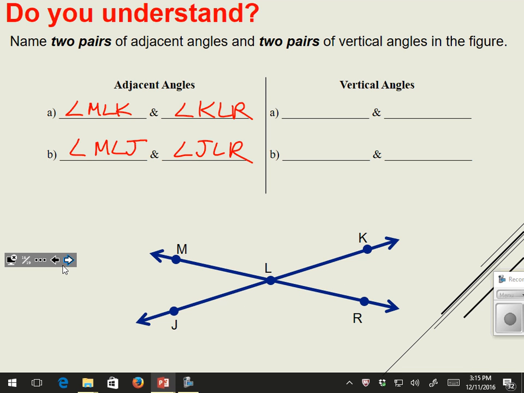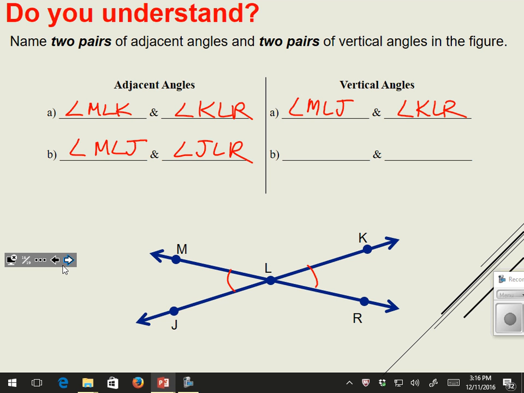Let's see if you guys understood what vertical angles are. Vertical angles are made when two lines cross and are across from each other. So I'm going to say that these two angles right here are vertical angles. So angle MLJ is also vertical angles with angle KLR.